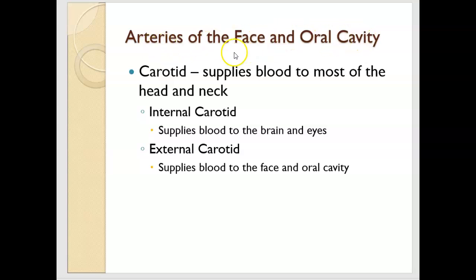Arteries of the face and oral cavity: there's the carotid that supplies blood to most of the head and neck. Internal carotid supplies the blood to the brain and eyes, and external carotid supplies the blood to the face and the oral cavity.